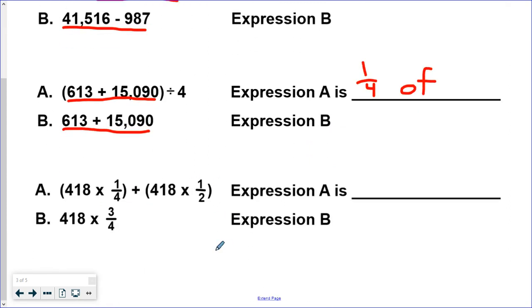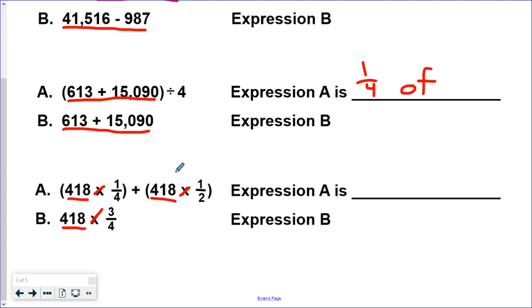This one is a little bit trickier. You might see problems that are like this, and I wanted to go through at least one of these with you today. Here, we've got a couple of sets of parentheses. And you should notice that between A and B, there's a number that they all have in common. They all have 418. So I'm going to ignore those right now. And I'm even going to ignore the multiplication parts. And the only things I'm going to look at are the fractions. I have 1/4, I have 1/2, and I have 3/4.